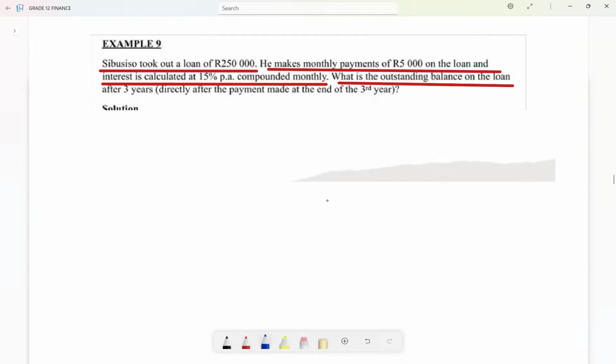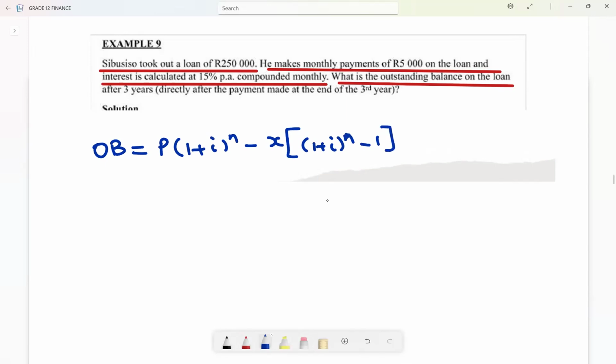The solution for this one: we want to calculate the outstanding balance. Outstanding balance, remember, is going to be the compound formula, which is the interest charged to date, minus your future value. Minus your future value formula, which goes like P to the power of N minus 1, all divided by i. Or you can say initially OB is equal to A minus F.